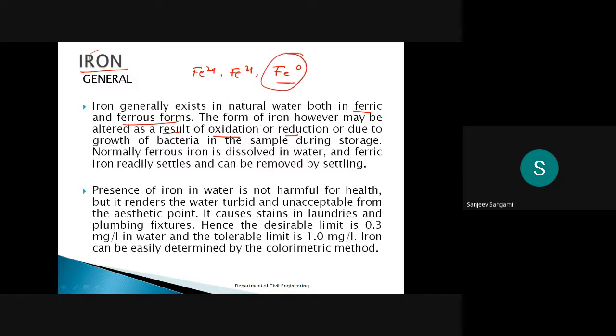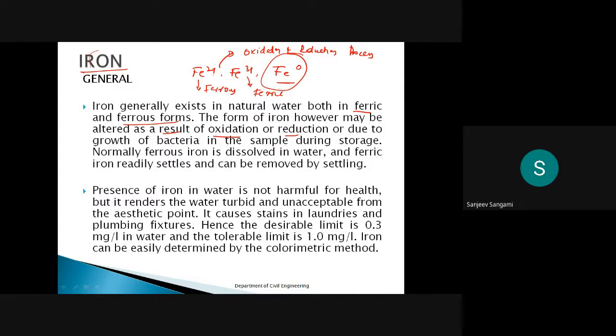This one we can call zero valence iron. Fe2+ is always the ferrous form, and Fe3+ is the ferric form. Sometimes Fe2+ converts to Fe3+, and Fe3+ converts to Fe2+. These are nothing but oxidation and reduction processes. Oxidation means loss of electrons, reduction means gain of electrons.